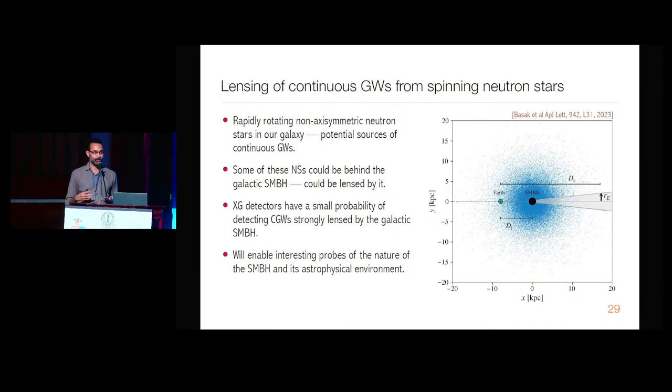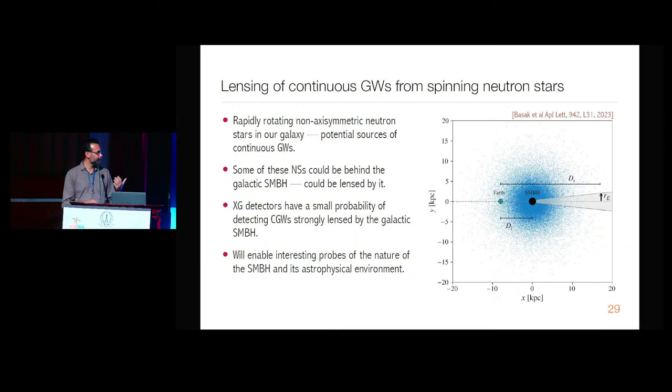So there is an estimation of about 10^8 to 10^9 spinning neutron stars in our own galaxy. And depending on the quadrupolar ellipticity of these sources, we will be able to detect continuous gravitational waves from some of these neutron stars in the next decade. Some of them could actually be behind the galactic supermassive black hole and could be strongly lensed by it.